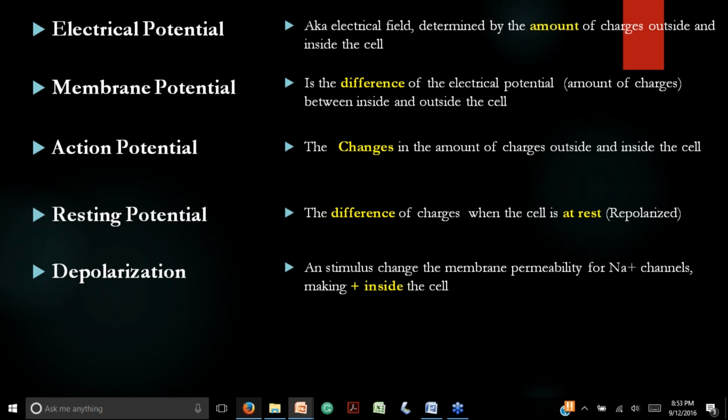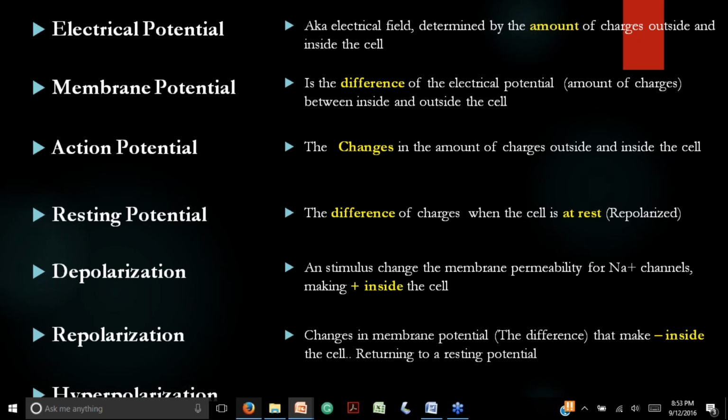Acetylcholine is going to produce the depolarization of the cell, producing the opening of the sodium channels, and the sodium is going to enter into the cytoplasm, making the inside more positive. So just to remember, depolarization is going to make the inside of the cell more positive. The repolarization is going to be the opposite. The repolarization is changes in the membrane potential that make the inside of the cell more negative.